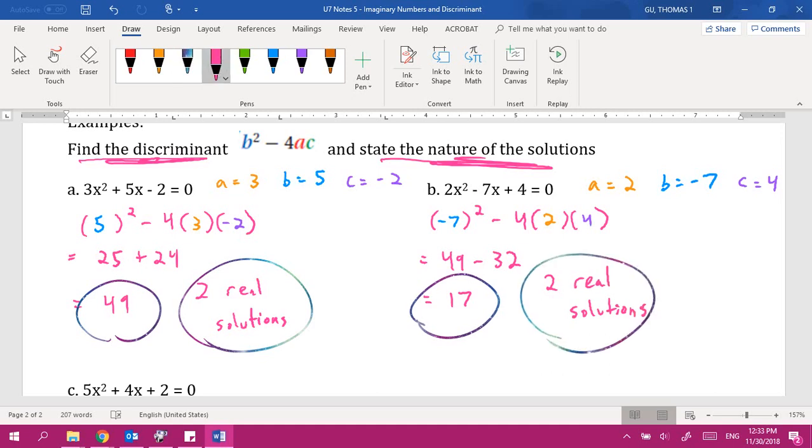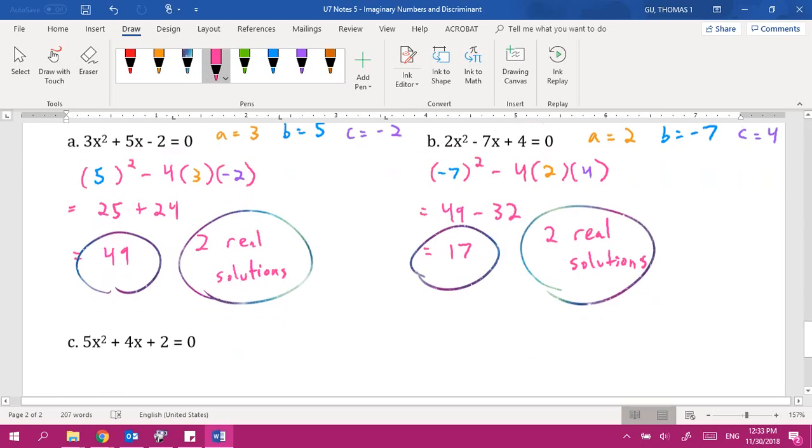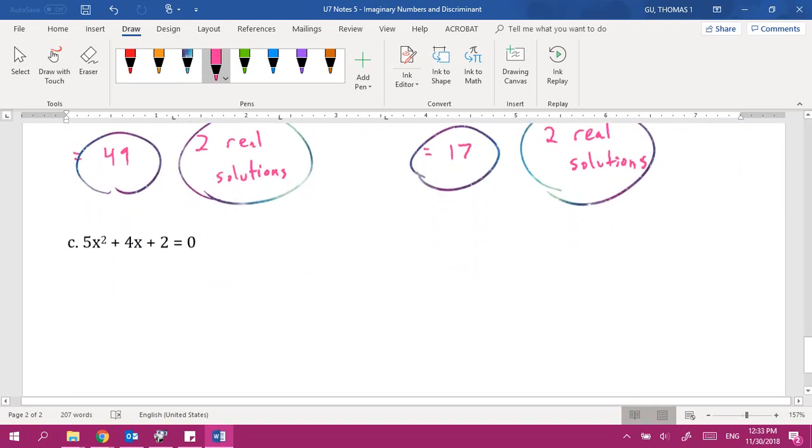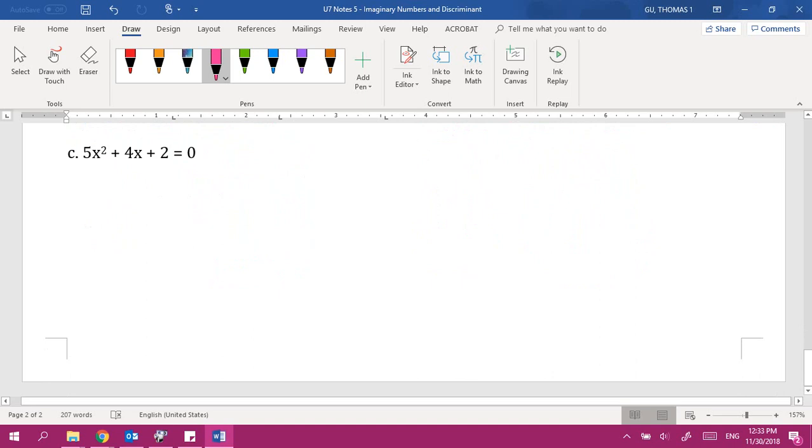Nah, it's just 2 real solutions. You're talking about all real numbers. Wait, so if it equals 0, it's 1 real? Yeah, if it equals 0, it's 1 real solution. That's right. Let's do this last one now.